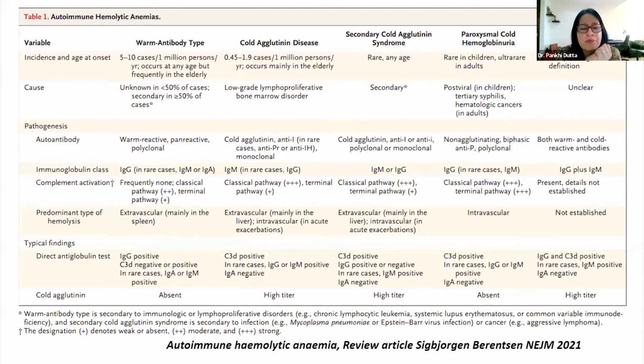And this is absolutely intravascular hemolysis. All the other types are predominantly extravascular hemolysis, but in paroxysmal cold hemoglobinuria the complement pathway is completely activated right up to the membrane lysis factors that are formed. And therefore, this is a very peculiar, very interesting kind of hemolytic anemia.